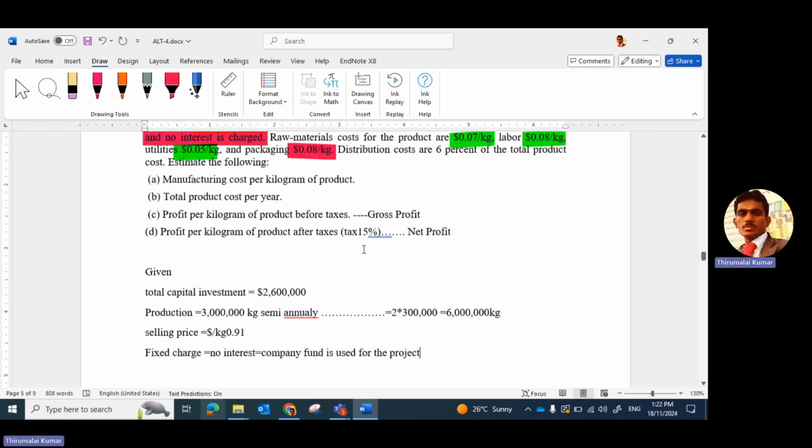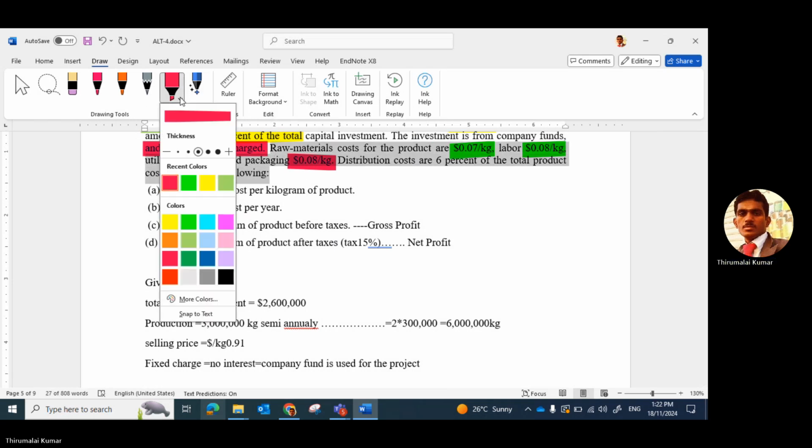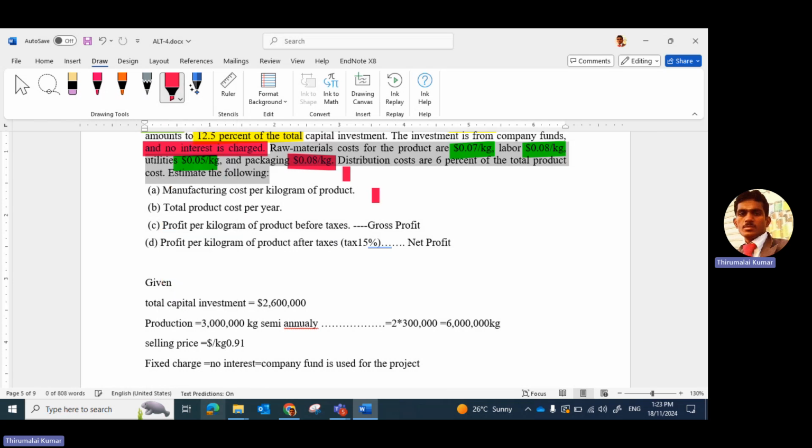Okay. So we have some of the costs such as raw material cost, then operating labor. So raw material cost.